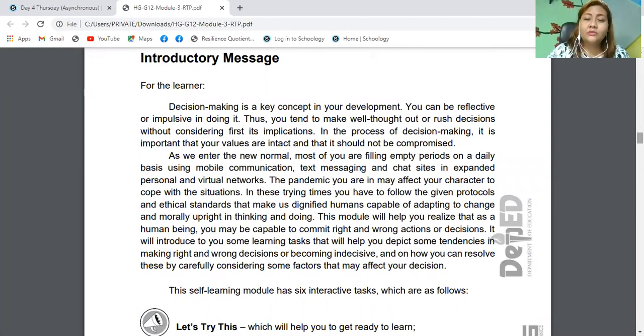Decision making is very important so that you can develop your skills towards thought, rather than rushing into something that you're deciding on. If you know how to decide, of course, your values must not be compromised. Especially now that we are in the new normal, and you are doing lots of things in terms of mobile communication, text messaging, and chat, right? So this pandemic may have changed your character, but your decision making in terms of knowing what's good or not should not be changed, right?